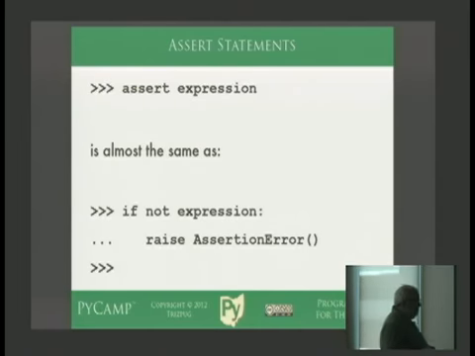That's almost the same as evaluating that expression in an if conditional, inverting the truth value of the expression with the not keyword. And if that conditional is true, in other words, if the expression is false, then you want to raise an assertion error. And if we have nothing else except an assert keyword and expression, then the assertion error is raised without a message in the instantiation of the assertion error.